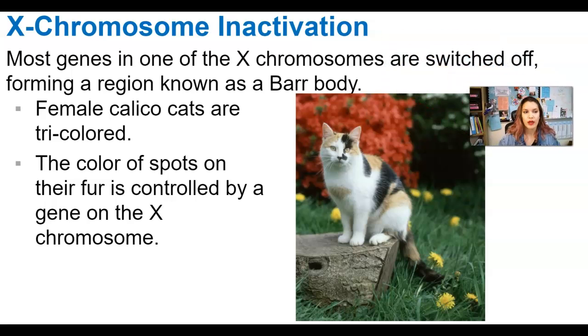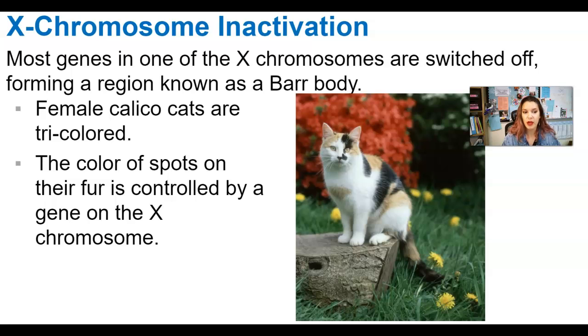Similarly, both sexes have an X chromosome. And we'll look at X chromosome inactivation now. So most genes in one of the X chromosomes are switched off, forming a region known as a bar body. So not all of the genes, because there are so many on the X chromosomes, not all of them are used. And this is the reason why female cats are typically calicos. Most calico cats are female because of that X chromosome and that bar body production.